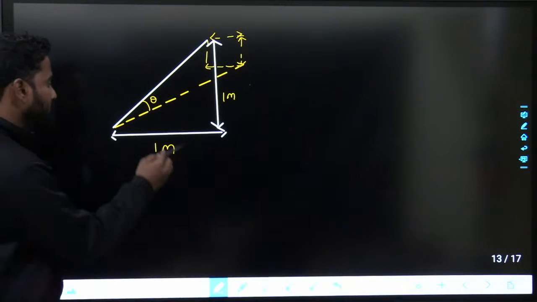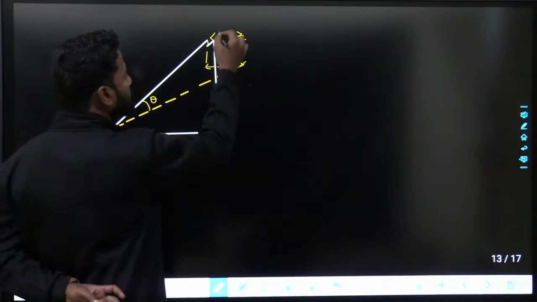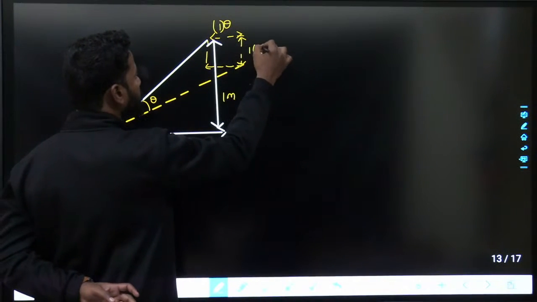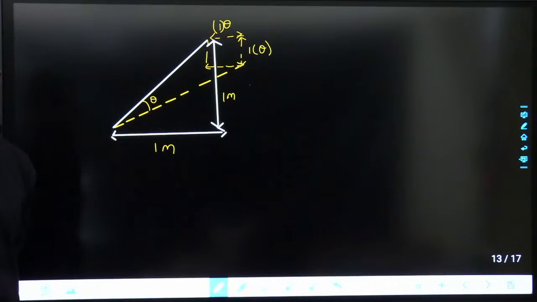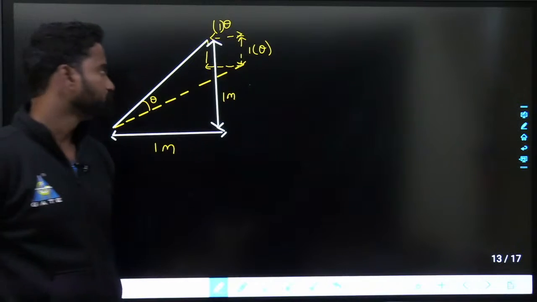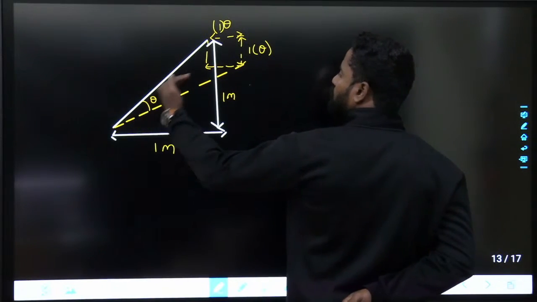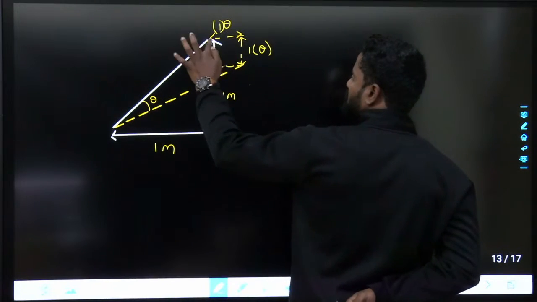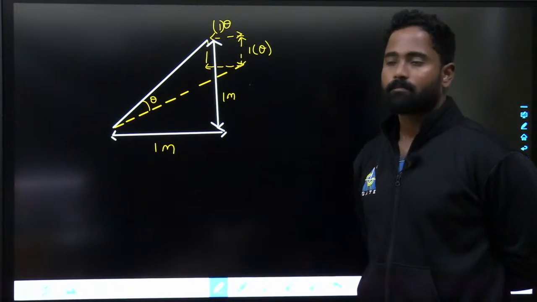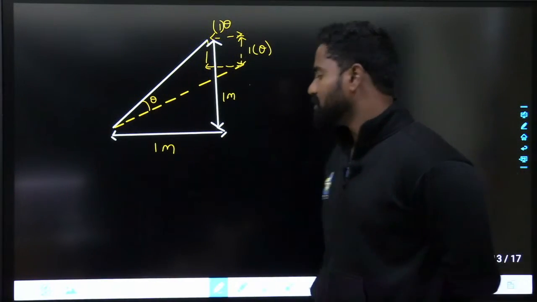Fine. Since this is 1 meter, the horizontal displacement would be 1 times theta, and since this is also 1 meter, the vertical will also be 1 times theta. The movement is 1 times theta. It's based upon the symmetry only. If you are rotating it by this, it will go like this. So what would be this distance? You will calculate 1 theta, 1 theta. I hope now it is clear. Fine. So this is how you solve this question.